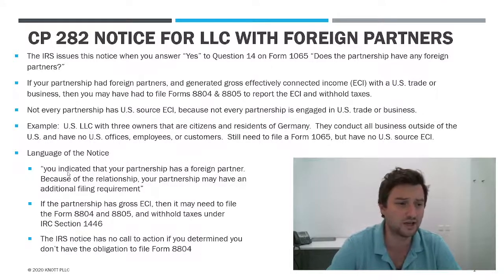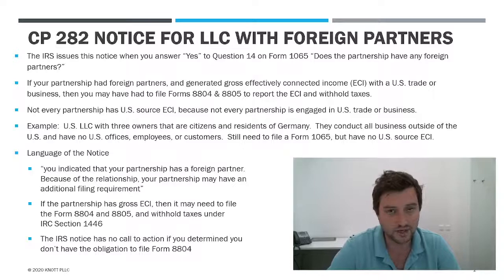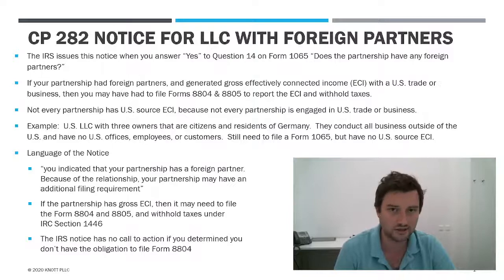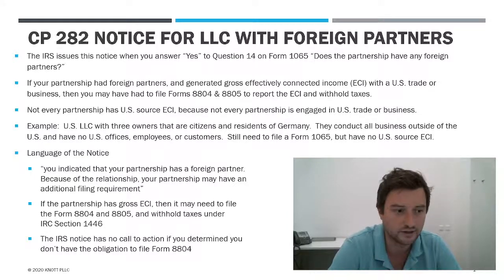So the notice will state, you indicated that your partnership has a foreign partner. Because of this relationship, your partnership may have an additional filing obligation. And then it goes on to talk about the 8804 and 8805. Again, may. They're not saying that, hey, you completely missed this. They're saying, we want you to recheck this to make sure it's okay and correct, but you might have to file this, right?